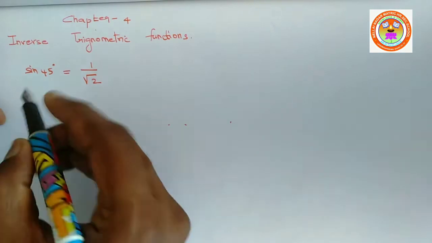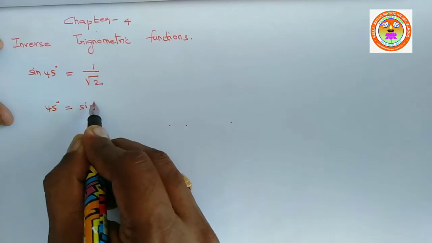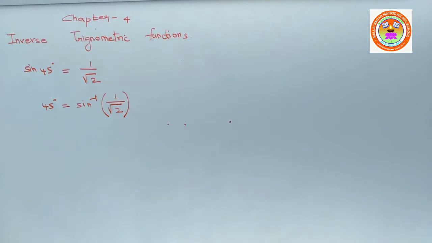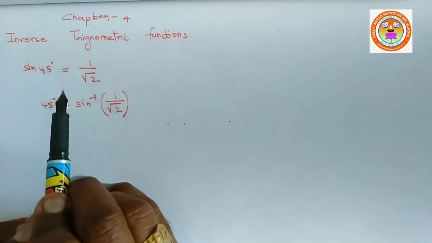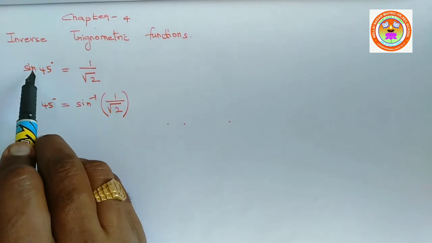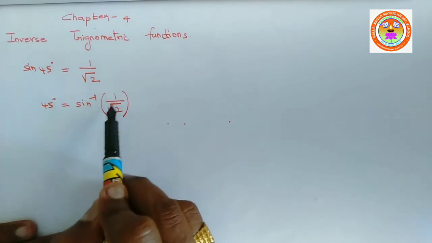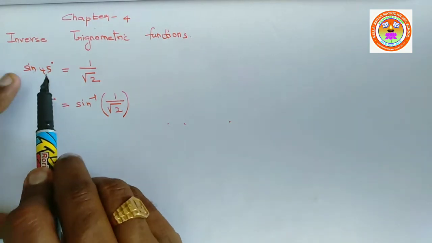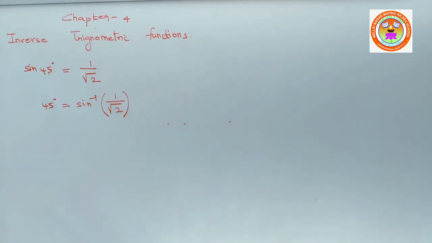The same thing I can tell the other way: 45 degree is equal to sine inverse of 1 divided by root 2. Now the inverse is followed by a value, and we get an angle. Sine followed by angle gives the value 1 by root 2; inverse followed by the value 1 by root 2 gives the angle. That's all. This is angle giving value, and value giving angle.